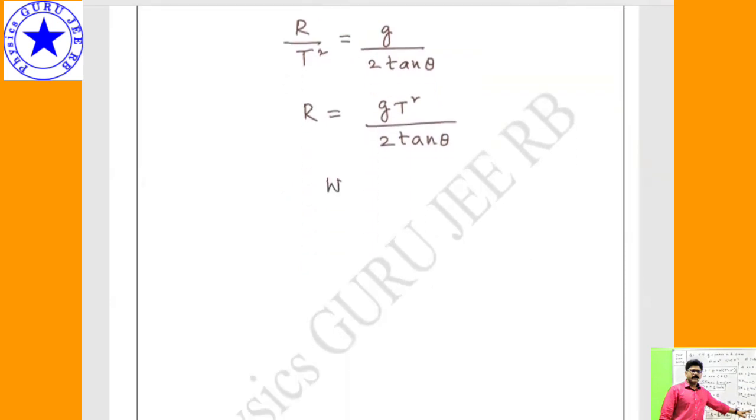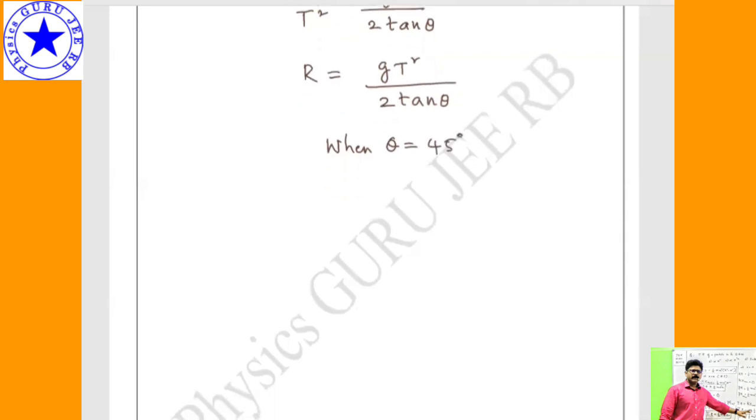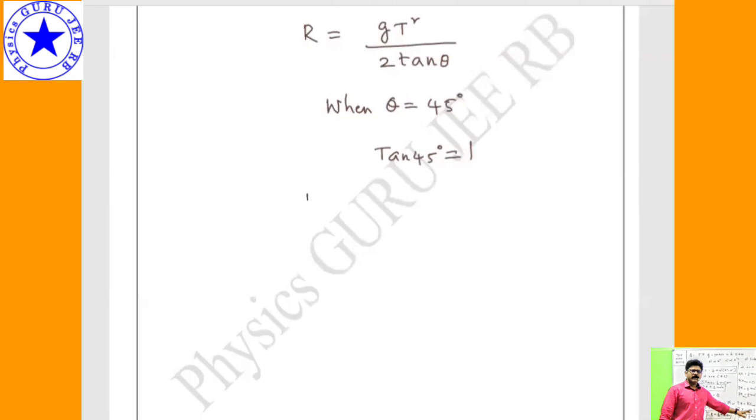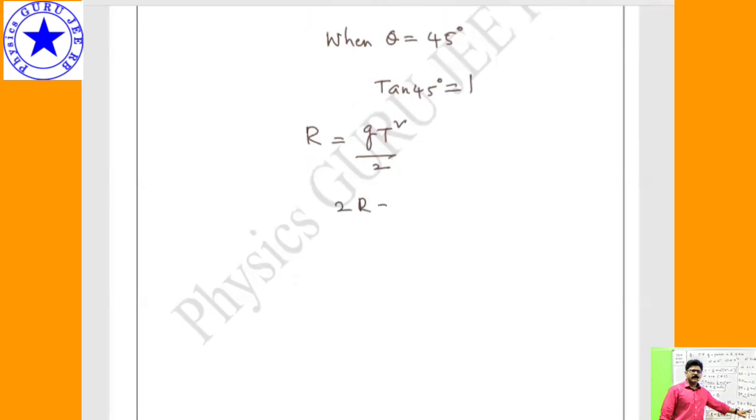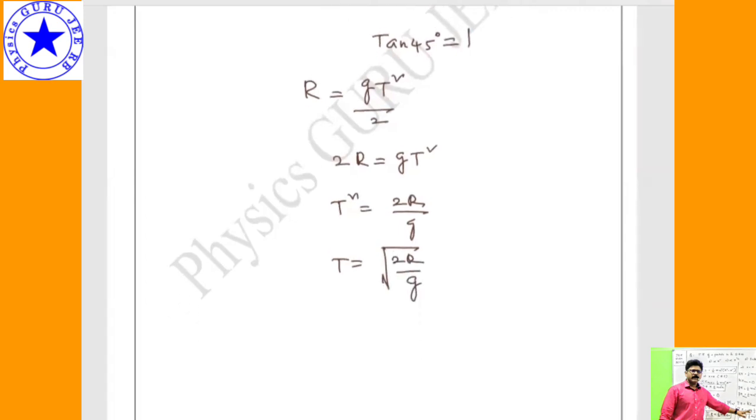When theta is equal to 45 degrees, range will be maximum, right? So if range is maximum, theta is equal to 45, and tan 45 is equal to 1, am I right? Then r is equal to g t square divided by 2, or I can write 2r is equal to g t square, or t square is equal to 2r by g, or simply t is equal to under root of 2r by g, that's all. Hope this is clear to all.